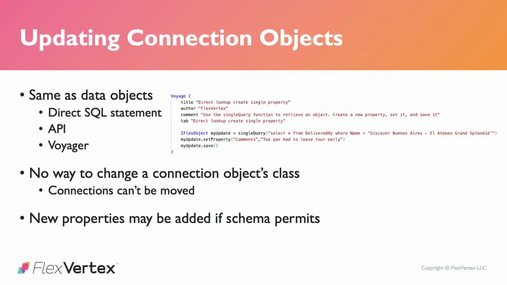Modifying connection objects is very similar to updating data objects. You can use the same languages and APIs, you're not able to change class types, and you're free in some cases to add new properties. Another consideration is that you're not able to disconnect and reattach connection objects. This means that if you want to move a connection, you'll need to create a new one between the two data objects.